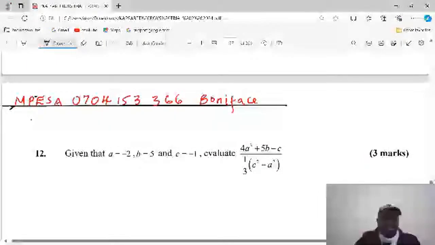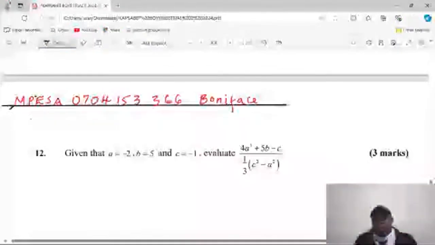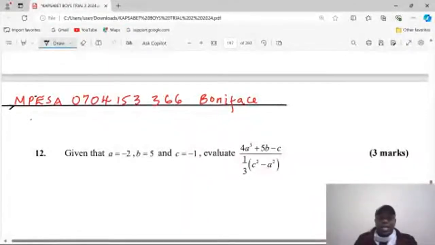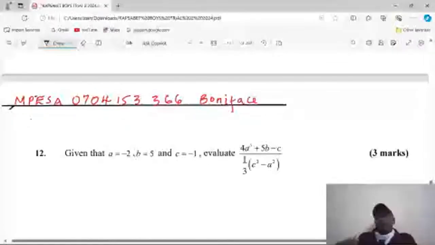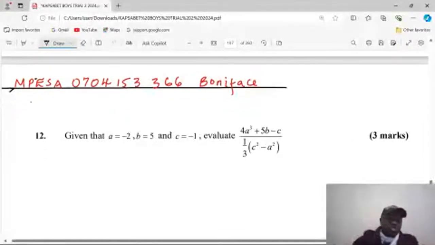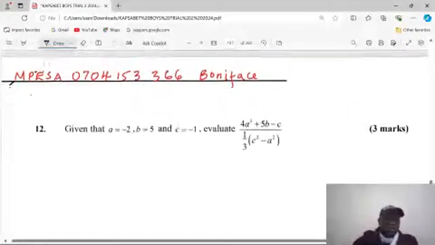Okay, let's look at the next number. Given that A equals -2, B equals 5, and C equals -1, evaluate A to the power 3 plus 5B minus C, divided by a third, C squared minus A squared. Yeah, this is the normal substitution. A Form 1 student can even attempt this question.